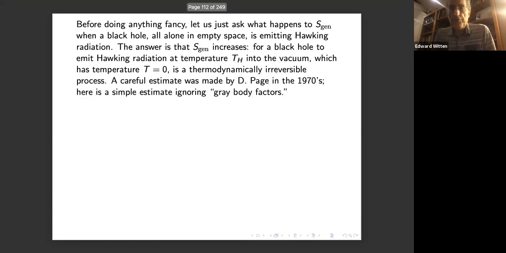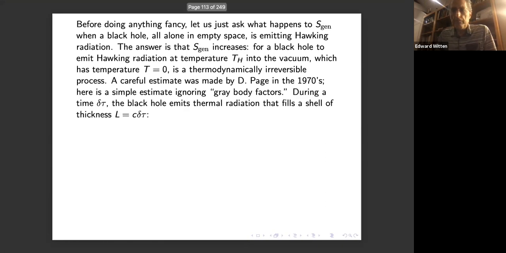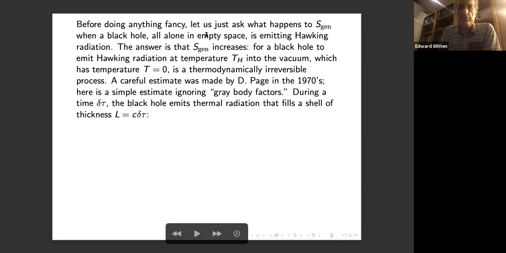I want to describe that explicitly, however. A careful estimate was made by Don Page in the 70s. I'll make a simple estimate ignoring what are called gray body factors. We consider a time delta tau during which the black hole emits thermal radiation that fills a shell of thickness c times delta tau.